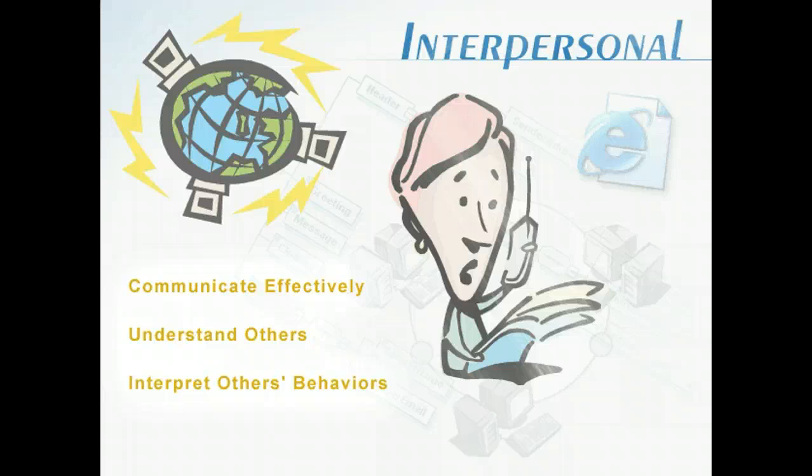Interpersonal intelligence is another type coined by Gardner. Students with this strength possess the ability to communicate effectively, understand others, and interpret others' behaviors. The following types of programs are best for such learners: those that require decision-making, those that turn learning into social activities, telecommunications, and educational games requiring more than one player.